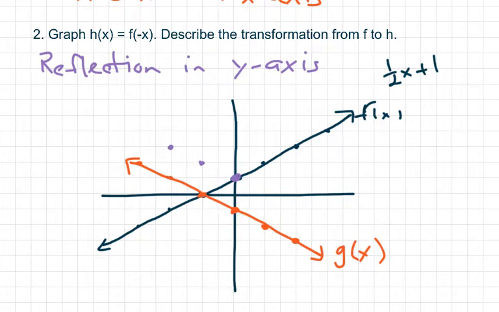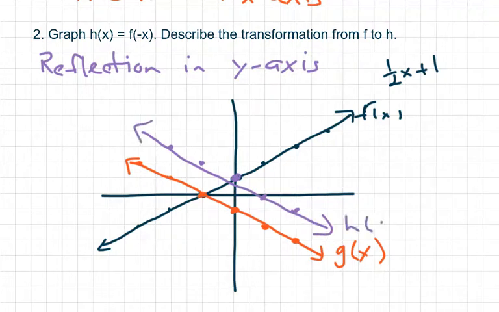So let's see, 1, 2, 3, 4, 1, 2, 3, 4. That one's going to be right there. I missed one. This point right here is 2 units away. So when I reflect, it needs to be 2 units away. Right there. I think we've got enough. Go ahead and draw the line. That's a terrible line, but you get the idea.